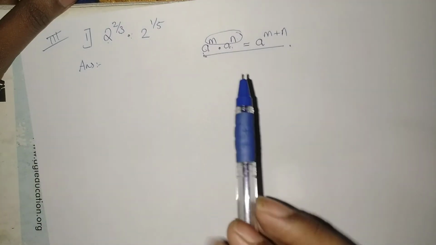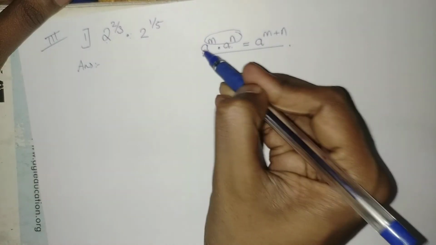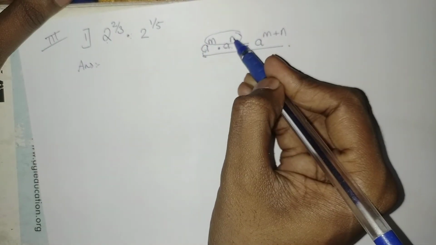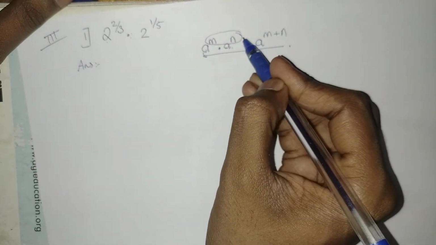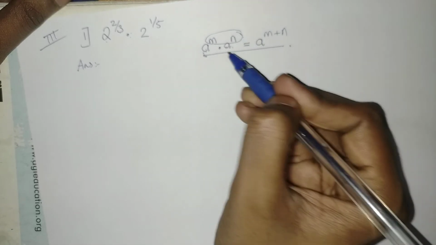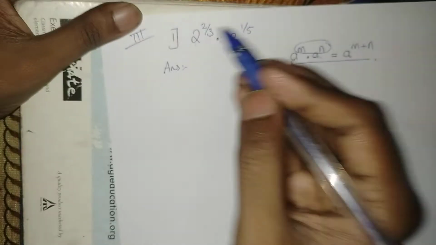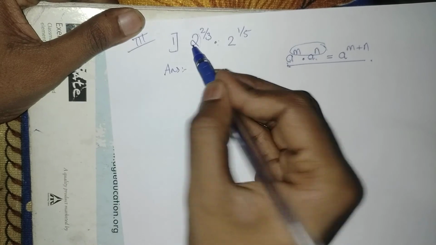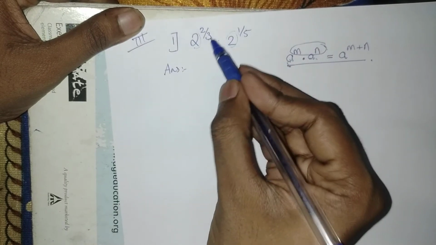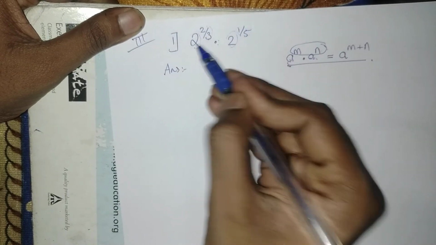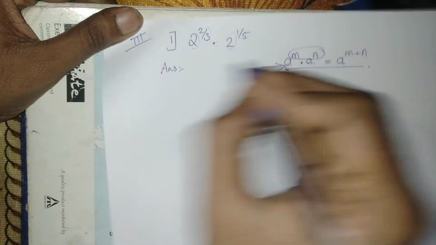Be very careful. Only if the bases are the same, I can add the exponents. The exponents might be different, that doesn't matter here. But the base should be the same. Look here. What is the base here? 2. What is the base here? 2. What is the exponent? 2 by 3. What is the exponent here? 1 by 5. The bases are the same. So I can apply this law.